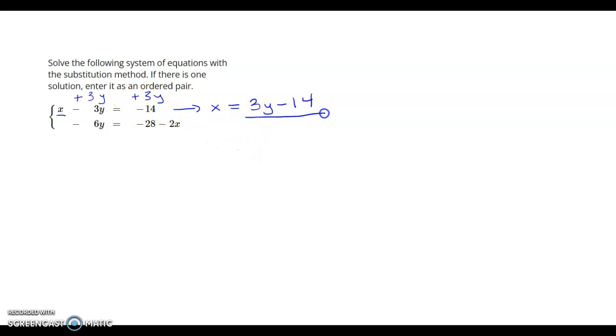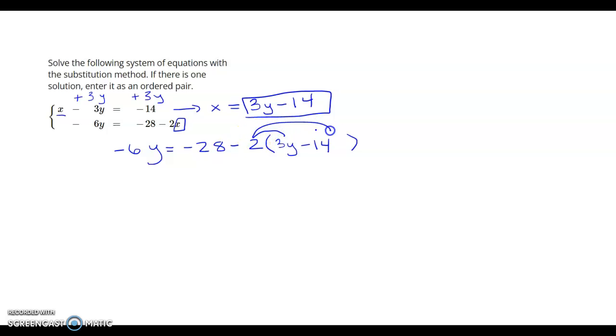Okay, now I am going to substitute this in place of this x in the other equation. So I'm going to write out that equation, negative 6y equals negative 28 minus 2x. So this x is where I'm going to substitute that 3y minus 14. All right, let's go ahead and simplify. So we're going to have negative 2 multiplied by both. Don't forget about that negative in front because it will change both signs.